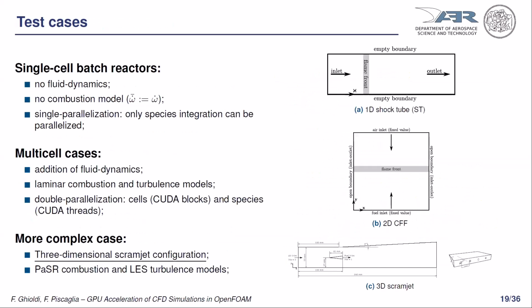So the test cases that we studied were at the beginning very simple cases like single cell batch reactors. The reason is we don't have fluid dynamics, so we're only investigating the behavior of chemistry, and we can validate the correctness of the simulation. Then we moved, of course, to multi-cell cases, and then finally we moved to more complex cases. For example, being from the aerospace department, we investigated the scramjet configuration, which is 3D and quite complex in terms of combination of combustion and turbulence and so on.